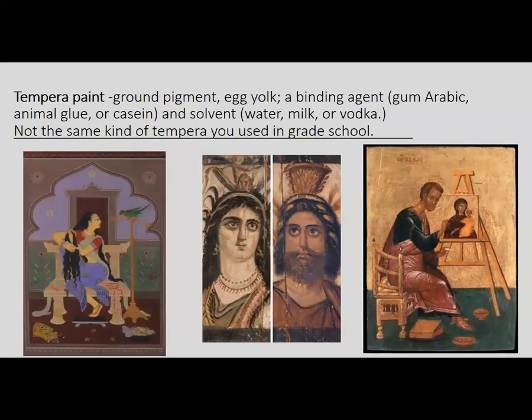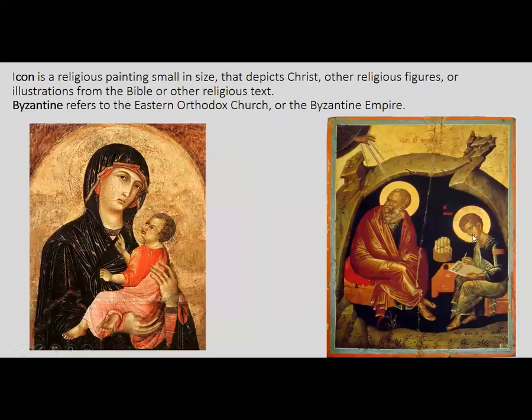This little painting right here is an icon, a religious icon. An icon is a small painting in size. They depict Christ or other religious figures or illustrations from the Bible or religious text. In the chapter, there's an example of how they painted Byzantine icons, and that word Byzantine refers to the Eastern Orthodox Church and the Byzantine Empire.